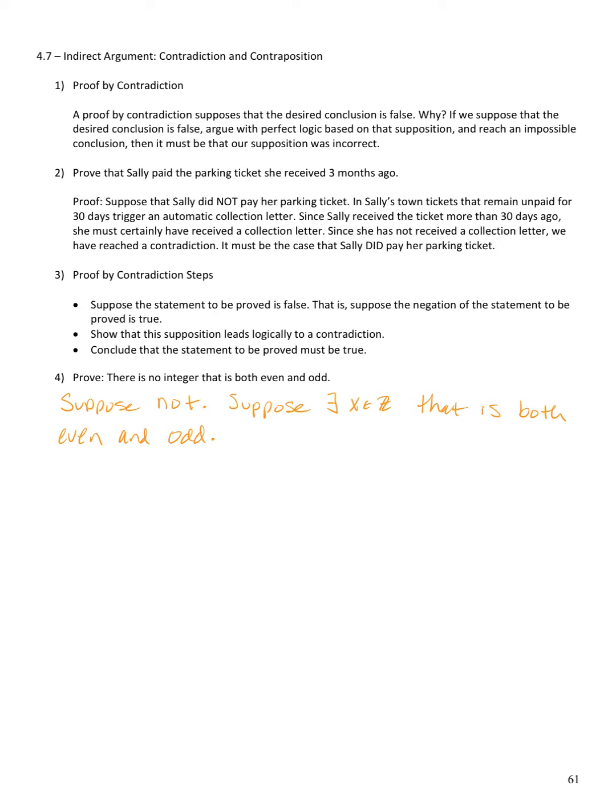Okay. Then, if x is even, that means it can be written as 2k. And if it is odd, that means it can be written as 2j plus 1, for some k and j integers. Okay, so x is both even, it can be written as 2k, and odd, it can be written as 2j plus 1. Thus, 2k has to equal 2j plus 1. They're both the same number. They're both x.